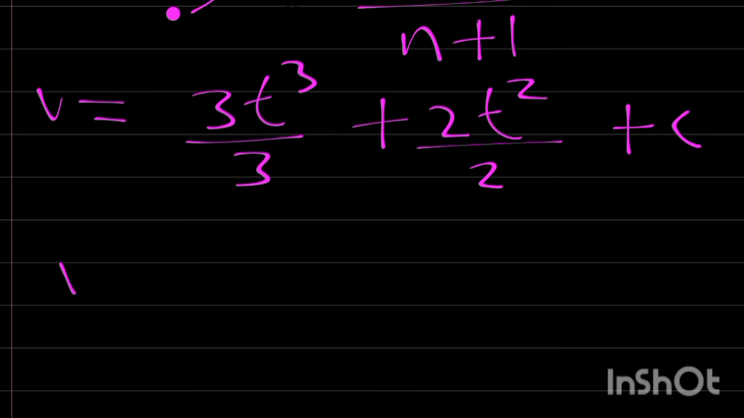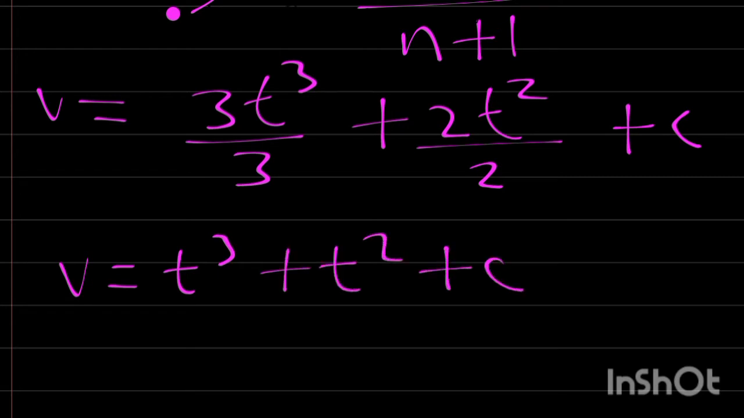So let's reduce the expression further. So we have v is equal to t raised to power of 3, then plus t squared, then plus c. So this is the expression for the velocity. But the question says that the initial velocity is 12.